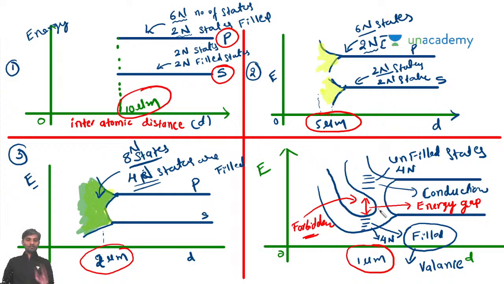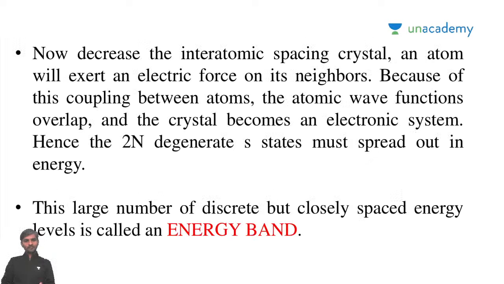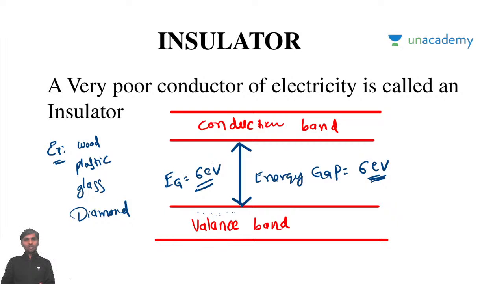This was our focus point yesterday. We discussed in detail what an energy band is, and then we started discussing what an insulator is. An insulator is a very poor conductor of electricity, and we have seen its energy gap.